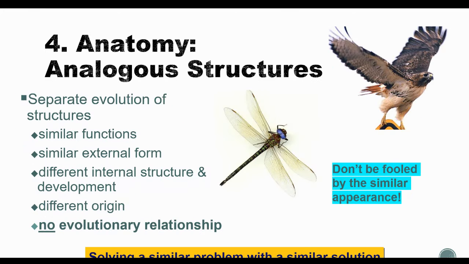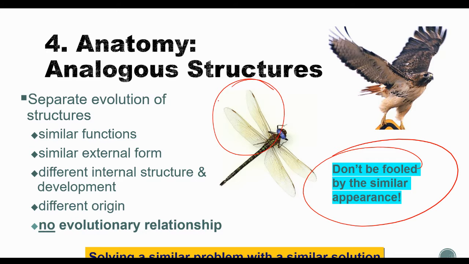We can also look at analogous structure. Now, analogous structure is separate evolution of similar structures. So they have similar functions, similar external form, but different internal structures and development. That indicates a different origin of that same kind of concept. So no evolutionary relationship. So don't be fooled by the similar appearance. This is basically solving a similar problem with a similar solution, but in a different way.